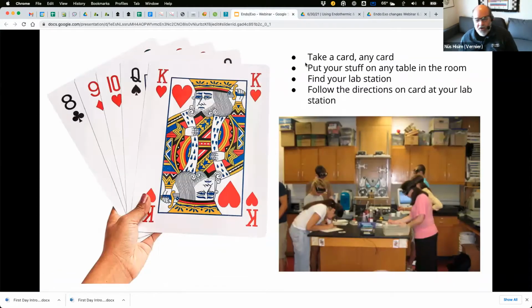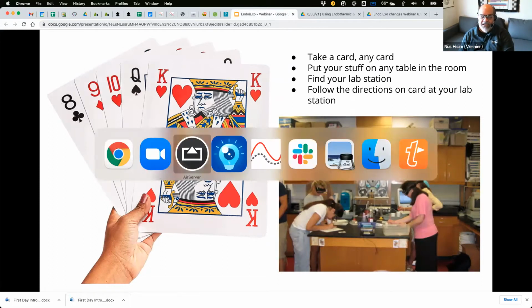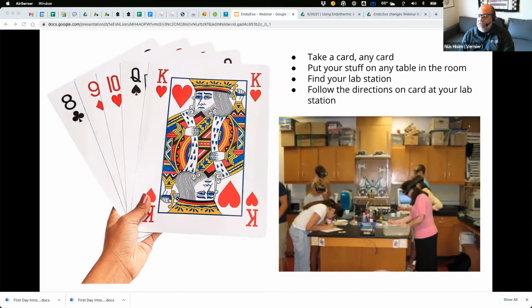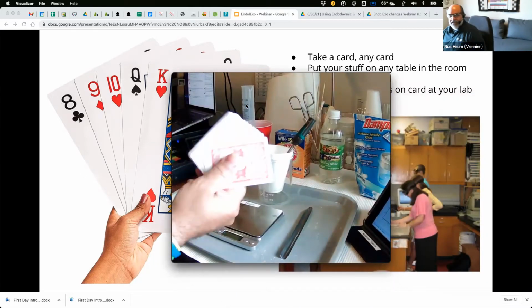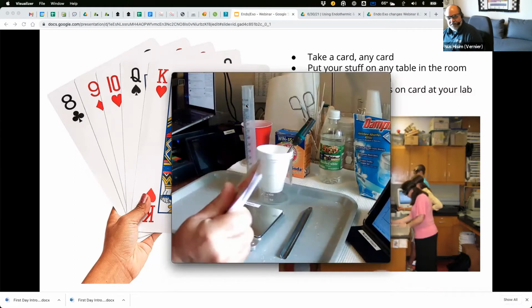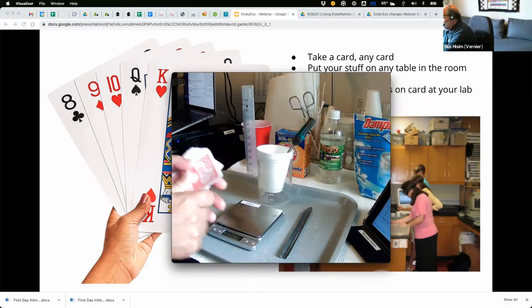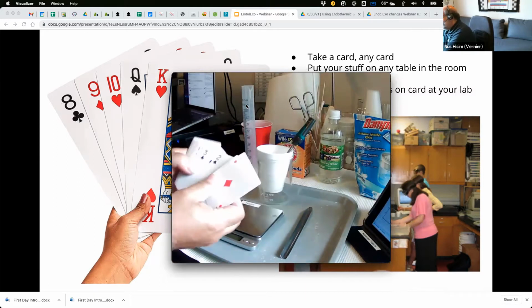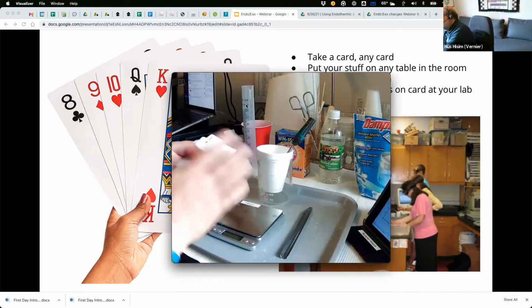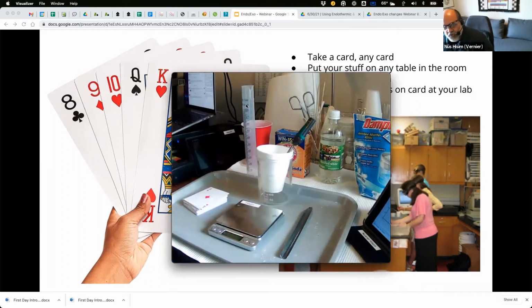So here's the thought. Kids walk into my room day one. What do they do? Well, they come into my classroom and I hand them a playing card, and they take the playing card. These are cheap. You can get these at Costco, in boxes. And then what I did was I had 12 lab stations. You'll notice that there's no king in here because my lab stations went from ace to queen.